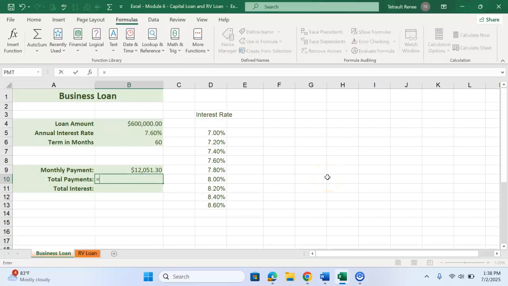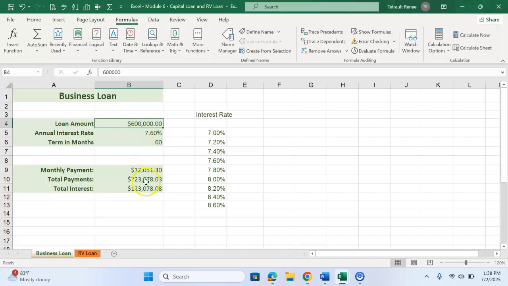Our total payments will be equals up arrow times 60 of them, 60 payments. And how much is the bank receiving for this loan? Equals the total payments minus the loan amount. So the loan is for $600,000. In the end, you'll pay $723,000 because $123,000 goes to the bank.